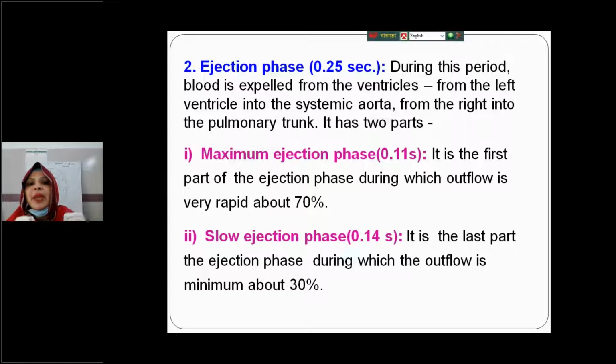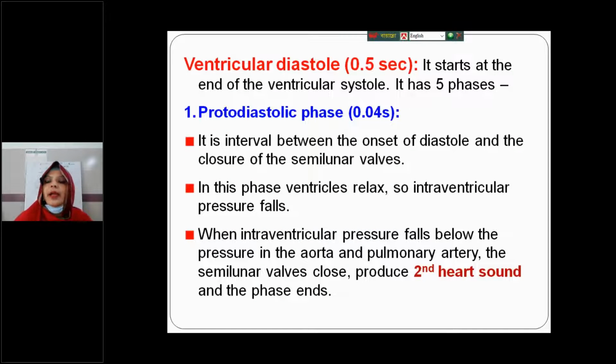In the maximum ejection phase, maximum blood passes out, that is 70% of the blood passes out. In the slow ejection phase, only 30% of the blood passes out. Now, atrial ventricular diastole.